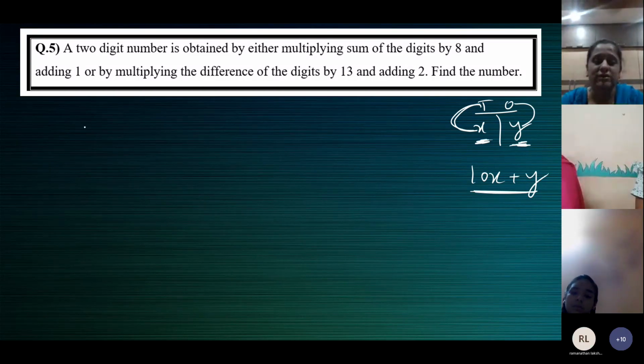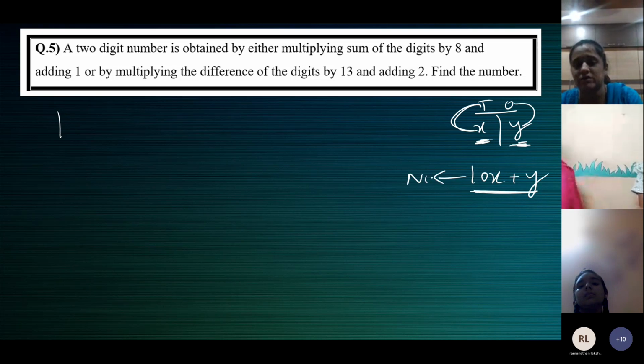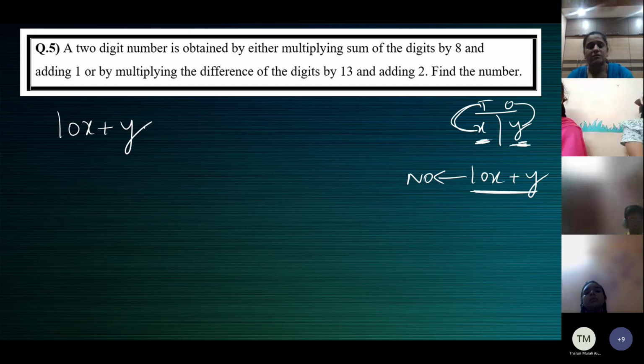A two-digit number. See, as I read, I'll write. Which is the number? This one is the number. A two-digit number, so that means 10x plus y. I'm reading, and I'm just writing. As I read the question, or as I read the information given, I'm constructing the equation.